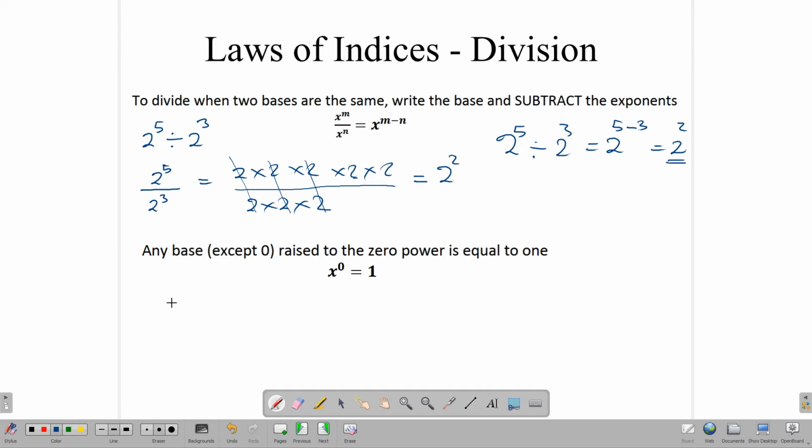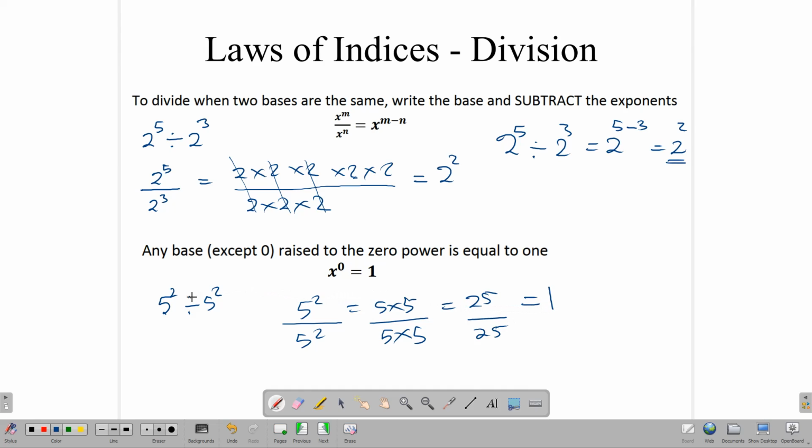Here we have another case. Let's look at this one. Suppose we want to divide 5 squared divided by 5 squared. It says any base, except 0, of course, raised to the 0 power is equal to 1. Now 5 squared divided by 5 squared, we know what 5 squared is. 5 squared is 25. Let's write it out here. 5 squared divided by 5 squared, which gives us 5 times 5 divided by 5 times 5. And that gives us 25 divided by 25. And that, of course, is 1.